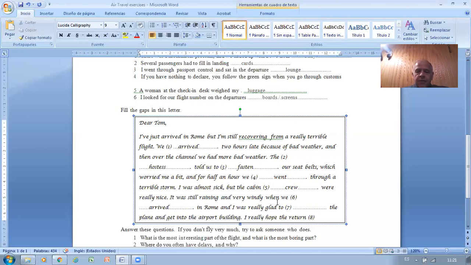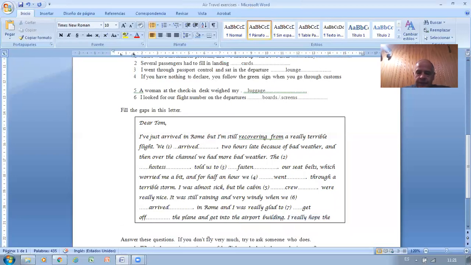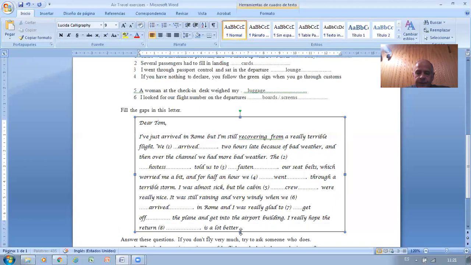So it says, we arrived in Rome, and I was really glad to get off the plane and get into the airport building. I really hope the return flight is a lot better.